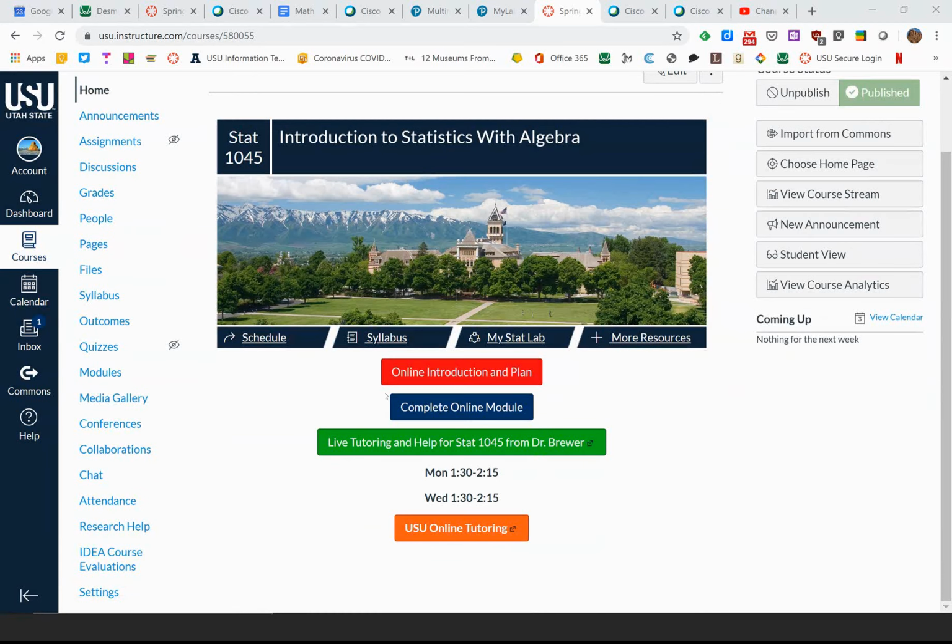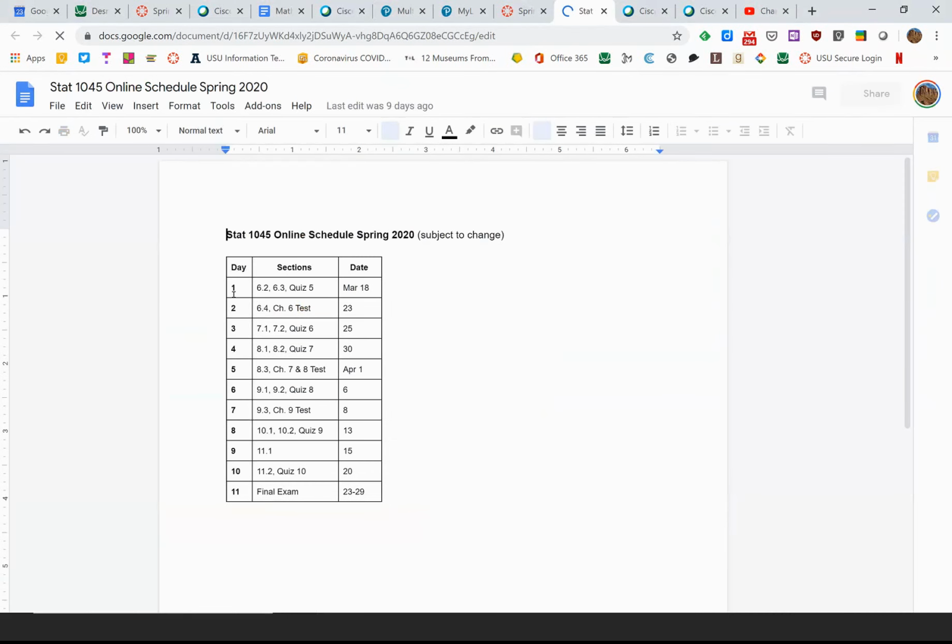I just want to remind you to watch this schedule and keep track of things. Today we're supposed to be looking at 6.4. We're still looking at 6.3, so we'll catch that up over the next few days. But this is the plan for when you should start the sections, as well as the quizzes and tests.